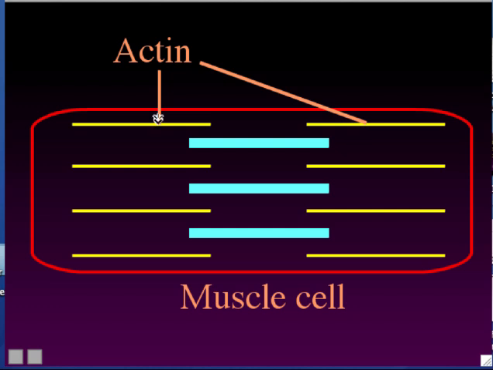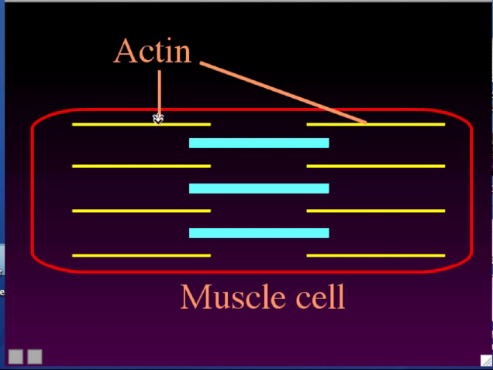Notice also that the myosins are a little bit thicker than the actins. If you think of the actins as thread-like, the myosins are maybe like pieces of yarn. They're just a little bit thicker than the actins are. So the myosins are sometimes called the thick protein filaments, and the actins are sometimes called the thin protein filaments. But I usually just call them the myosin and the actin.